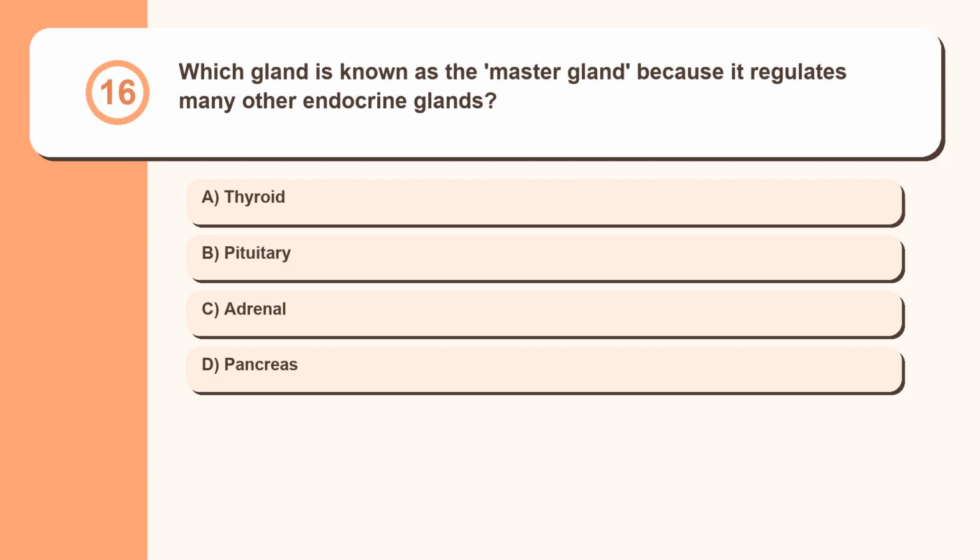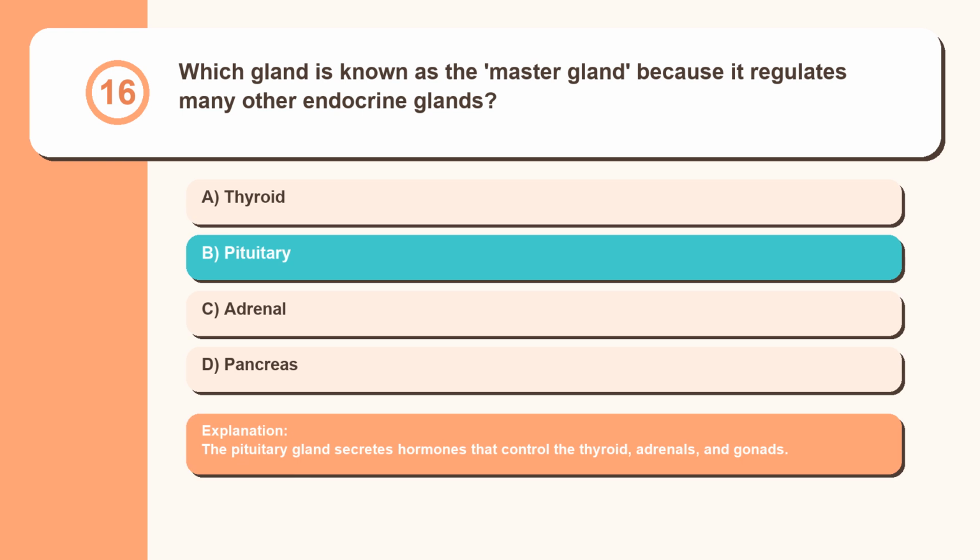Question 16. Which gland is known as the master gland because it regulates many other endocrine glands? Thyroid, pituitary, adrenal, pancreas. The pituitary gland secretes hormones that control the thyroid, adrenals, and gonads.